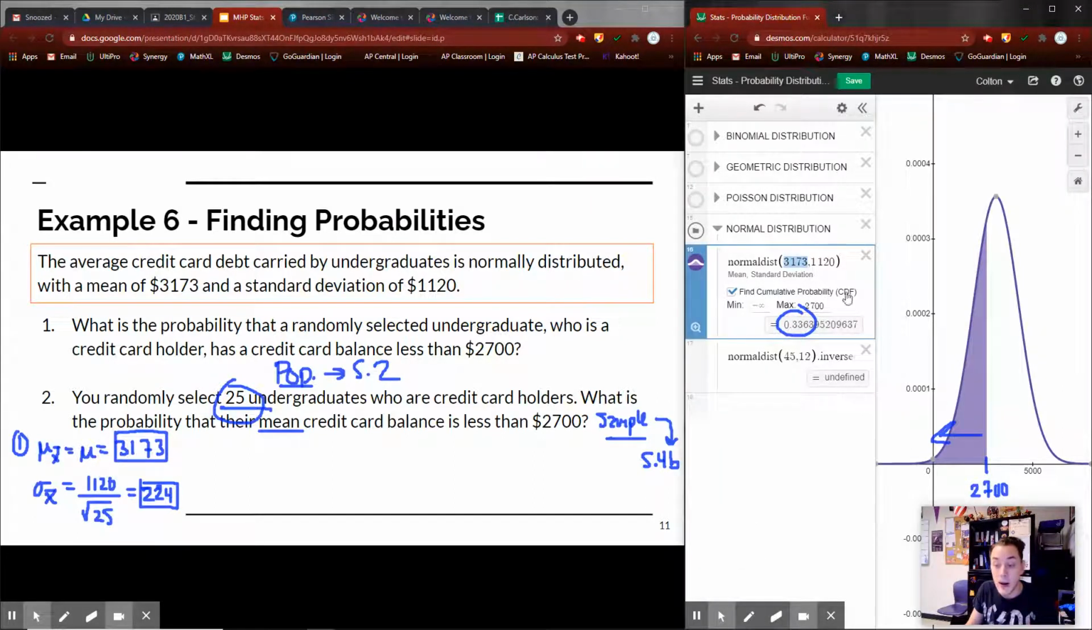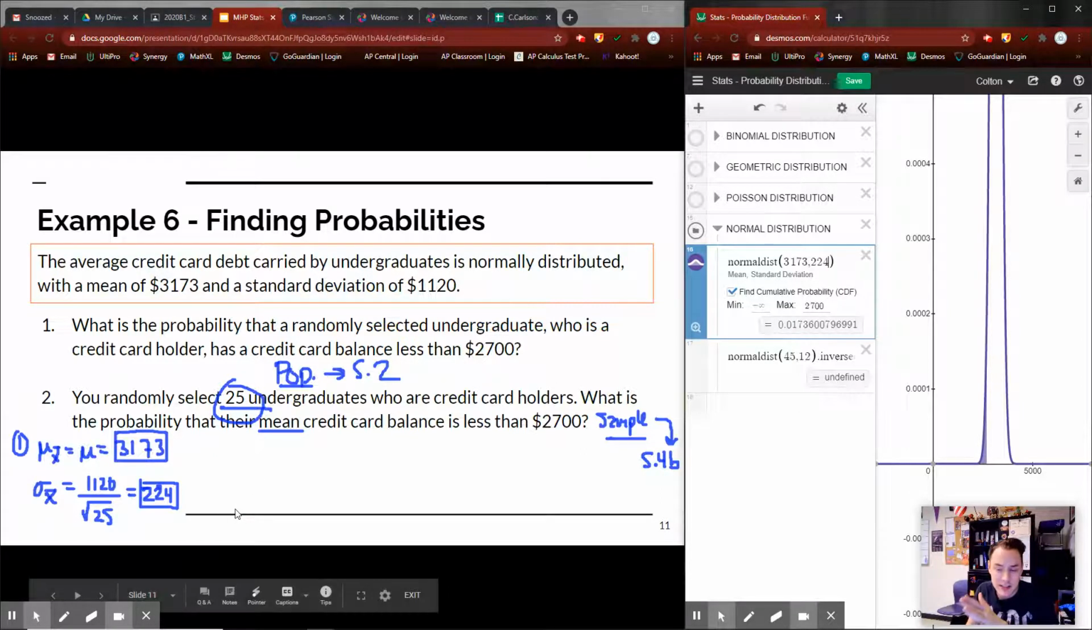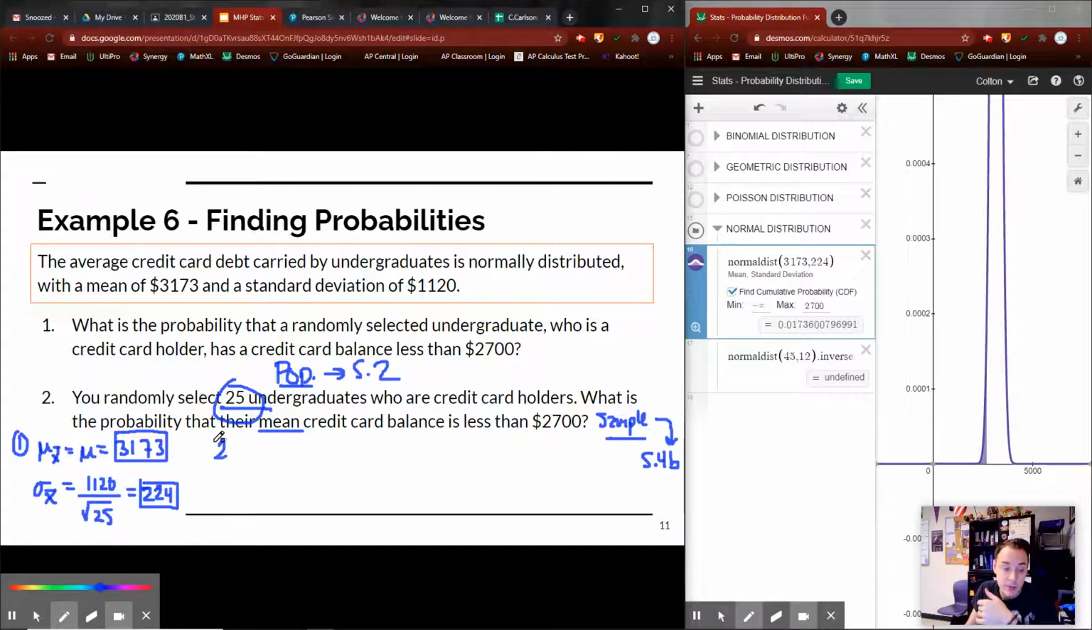These are my population values, right? I don't want my population values. I want my sample values. So let's adjust it. That's going to be the same thing, but let's adjust this, 224. Now Math Excel is more than likely going to ask you for your z-score. You don't need to find your z-score, but let's just find it anyways.